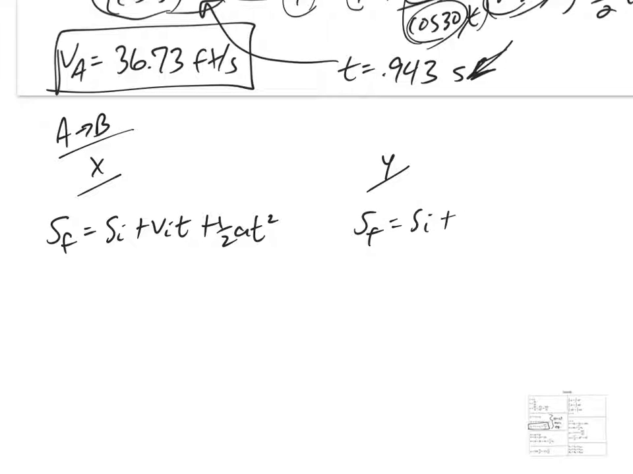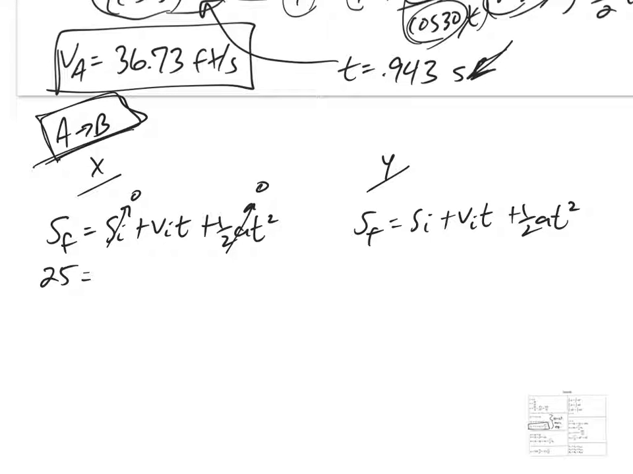S_F equals S_I plus V_i t plus 1/2 a t squared in the x direction. Now remember, I'm going from A to B, not A to C anymore. From A to B, yes, I started at 0, and I have an acceleration of 0, but I ended at 25 feet, and my V initial is V_A, just found it, 36.73, but in the x direction it was V_A cosine 30 times t. In that equation, there's only one unknown. I can go ahead and solve for that unknown, and I would get t is 0.786 seconds.